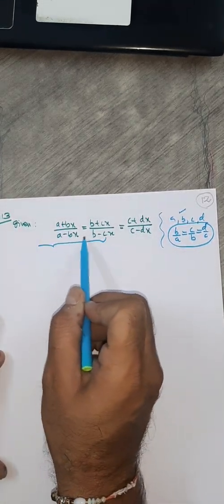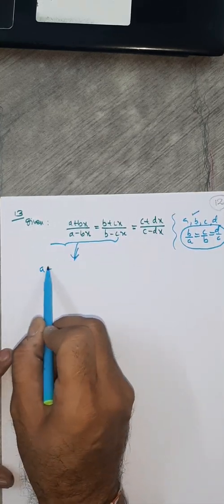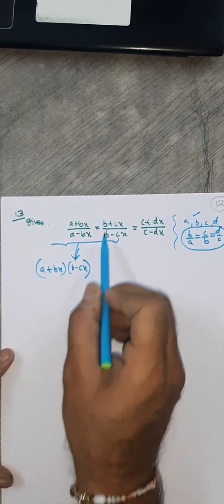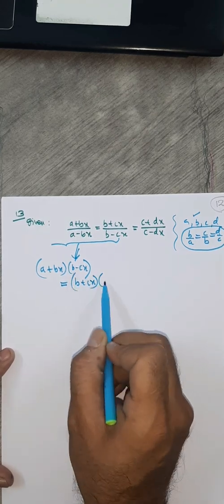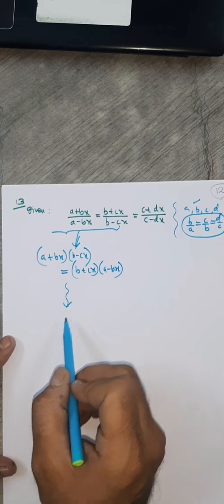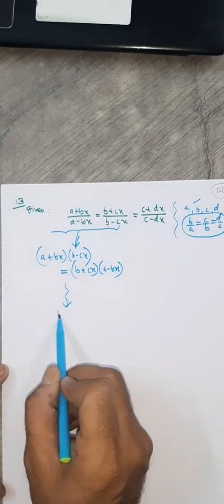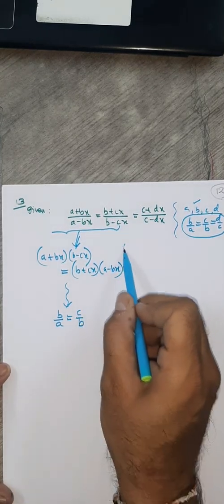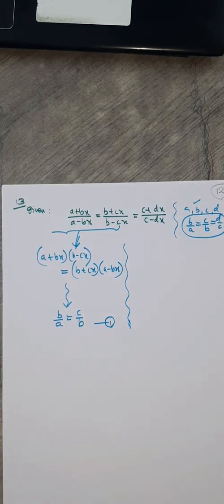So what we do, we first start with these two ratios. We do the cross multiplication. (a plus bx) into (b minus cx) equals (b plus cx) into (a minus bx). Just open the bracket and simplify. You will notice that at the end you will get b by a equals c by b. Keep it aside. Okay, call this as 1. Go to the other side.